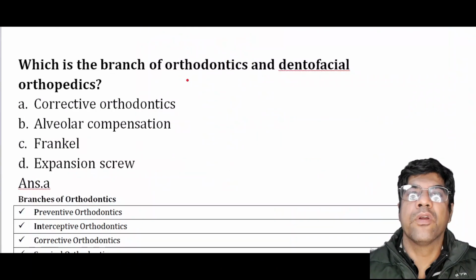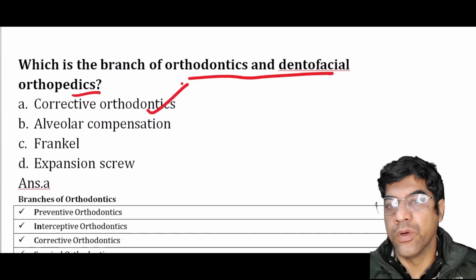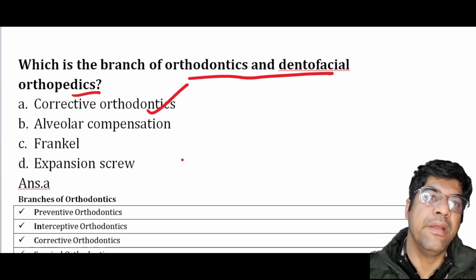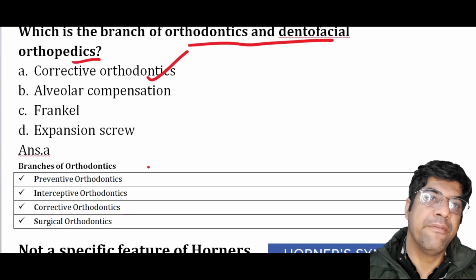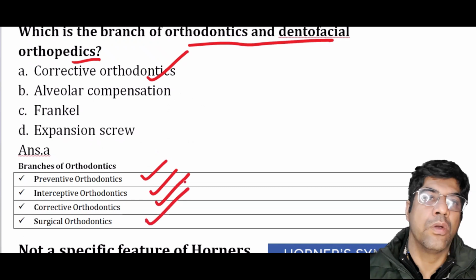What is the branch of orthodontics and dentofacial orthopedics? It's the corrective orthodontics. So remember, the branches are preventive orthodontics, interceptive orthodontics, corrective orthodontics, and the surgical orthodontics.